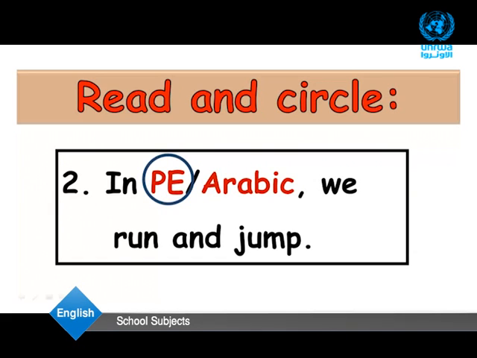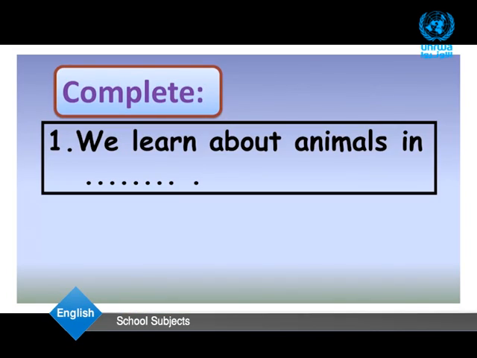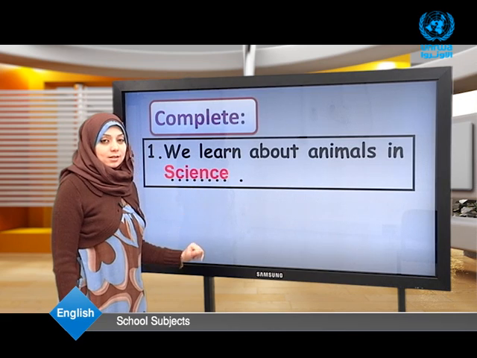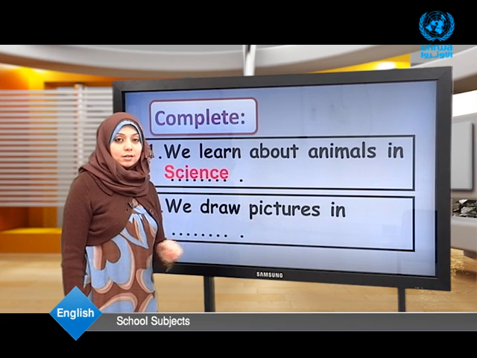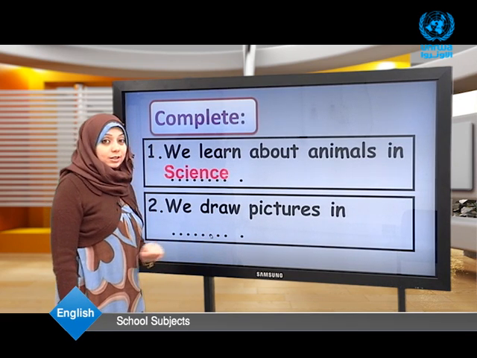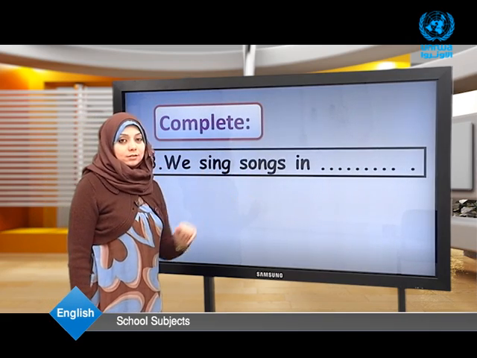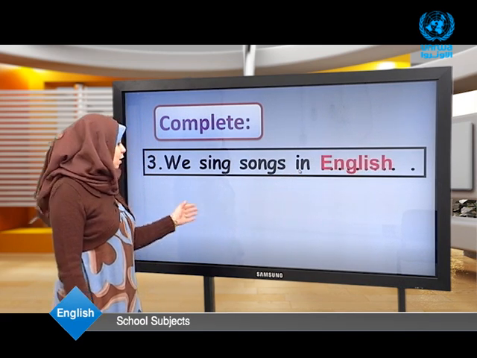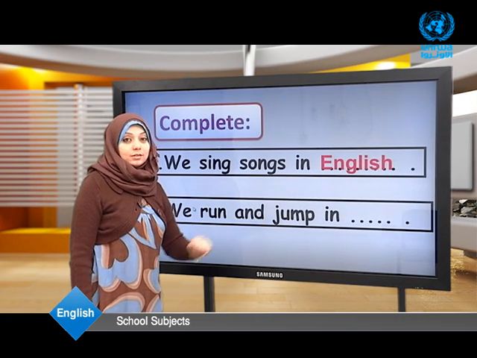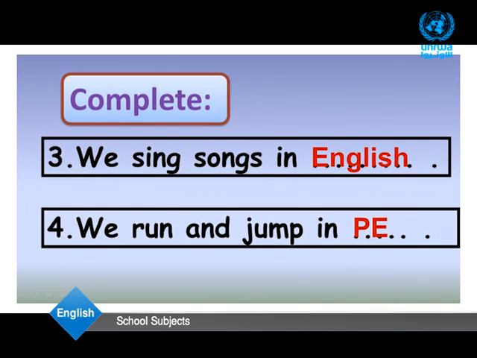Okay, dear students, let's see together. Complete. Number 1, we learn about animals in, very good, in science. Really, we learn about animals in science. What about number 2? We draw pictures in, excellent, in art. Thank you. Let's continue. We sing songs in, of course, we sing songs in English. Thank you very much. Number 4, we run and jump in, excellent, in PE. Thank you.